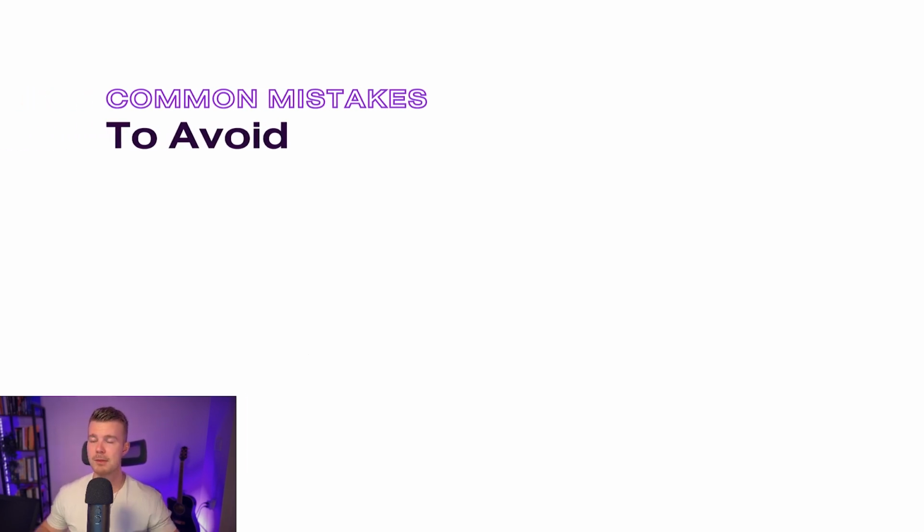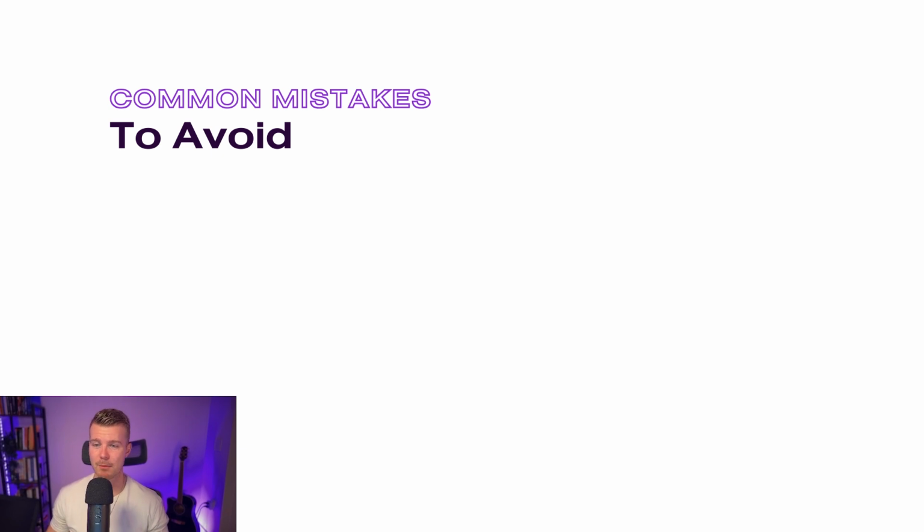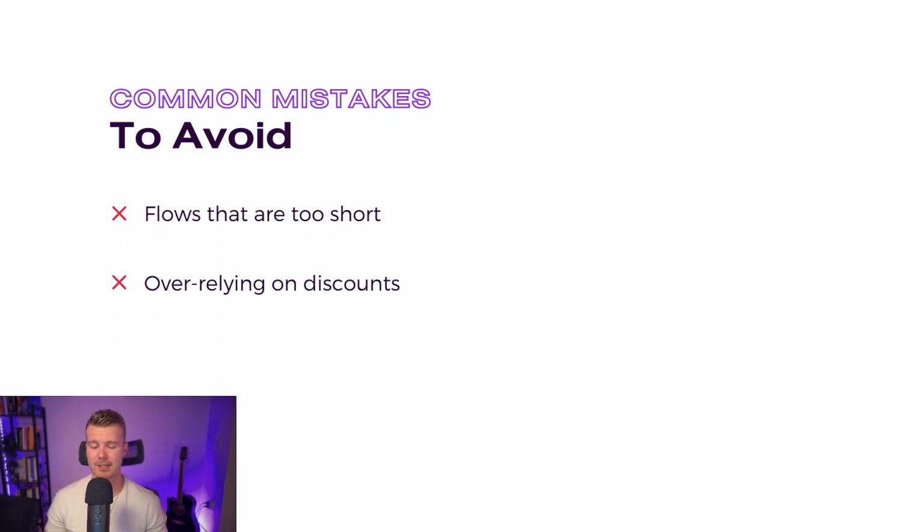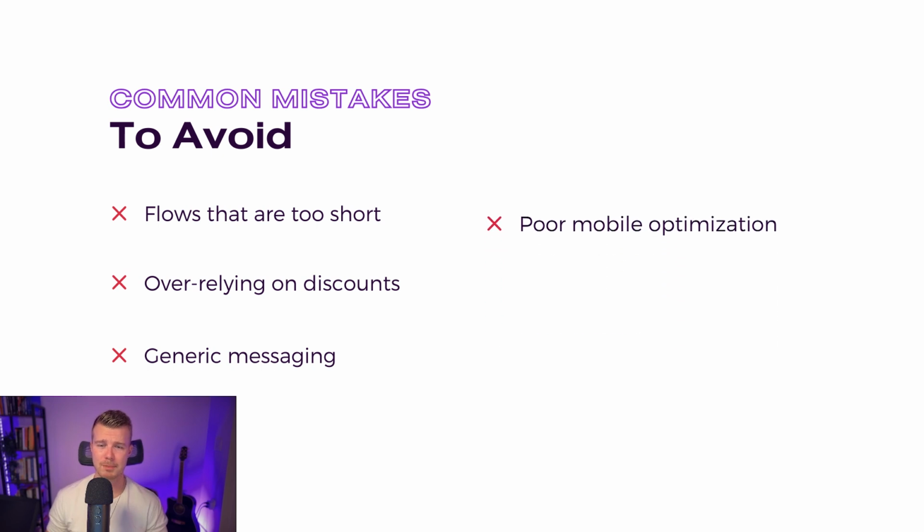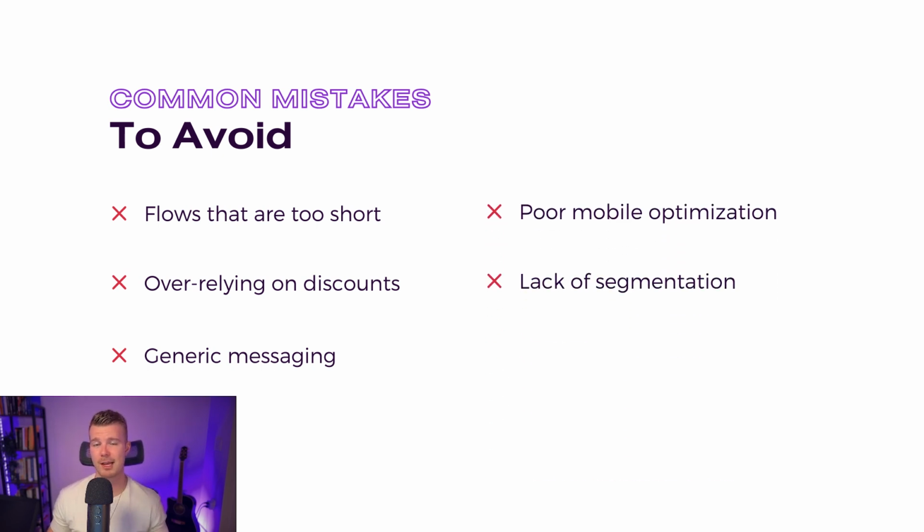Now, some of the most common mistakes I see brands make is number 1, like I said, flows are too short, over relying on discounts. So you just come in hot and heavy and you're like, here's 30% off. You're just trying to handle that one objection and it doesn't work very well. Generic messaging, poor mobile optimization, lack of segmentation, and inconsistent branding. So just make sure we're spot on with this. These are some of the biggest pitfalls that I see.